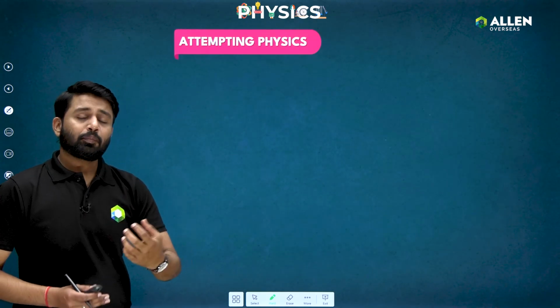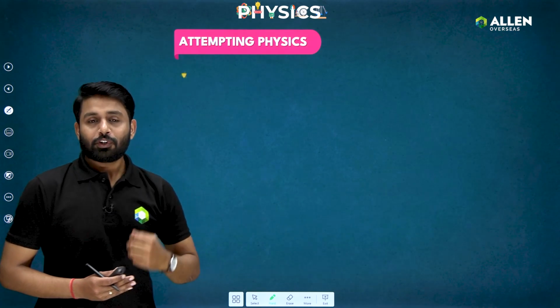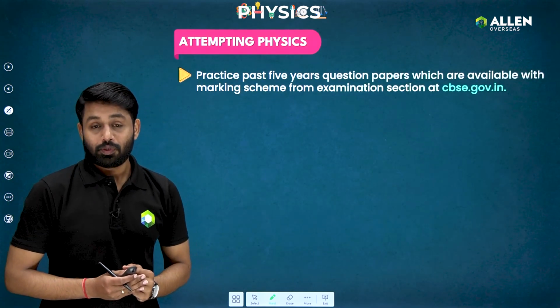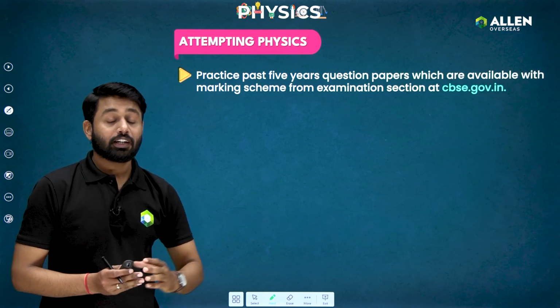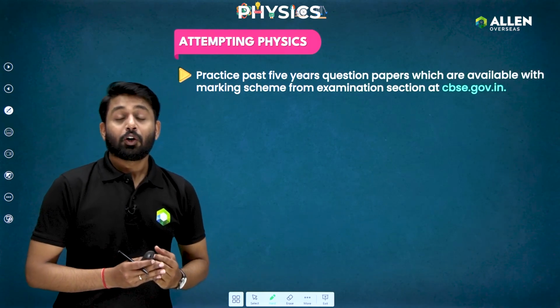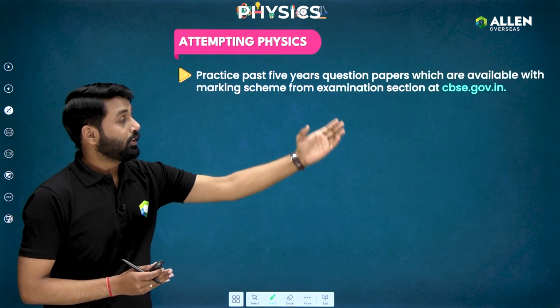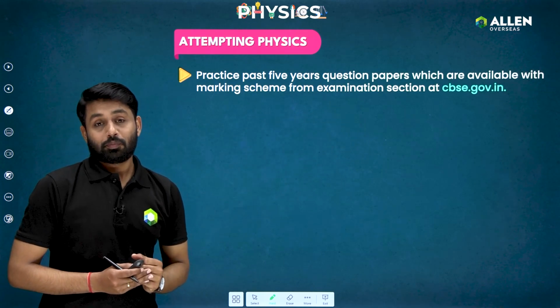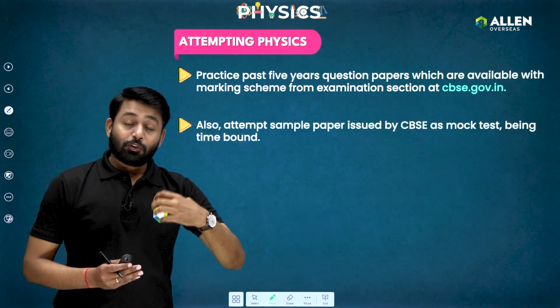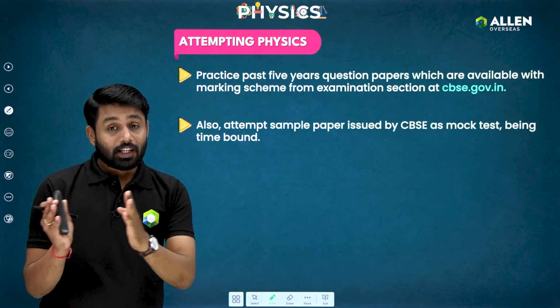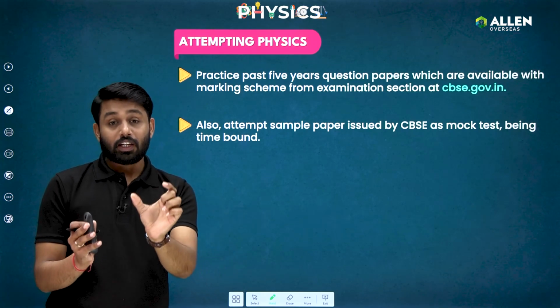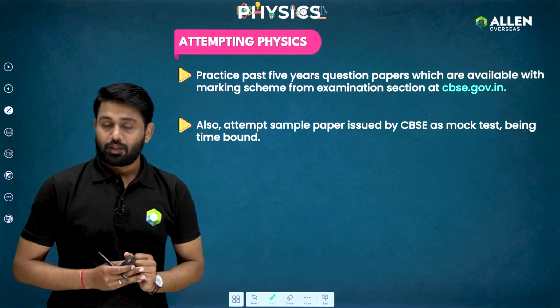Then attempting physics. The first important point is you should practice the past 5-year question papers. That is very important, right? And these papers are available on the official website cbse.gov.in. So you should practice all the past year question papers. After that, while attempting the paper, you should set a time limit and you should give that complete paper in that particular time limit. That is very important.